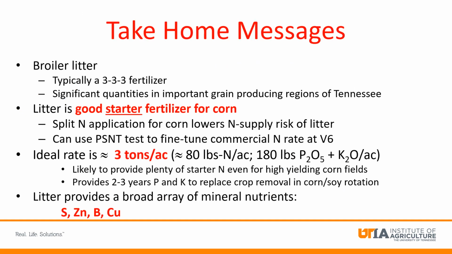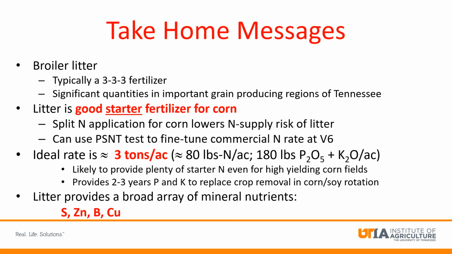To wrap things up for today's presentation, I've got some take-home messages. The type of poultry waste that's predominantly available for grain producers to use as a fertilizer in Tennessee is broiler litter. Broilers are meat chickens that are produced in barns where they're raised on bedding material, and that mixture of bedding and accumulated waste is what we refer to as litter. Typically tests as a 3-3-3 fertilizer. That's 60 pounds of nitrogen, P2O5 and K2O per ton as is.